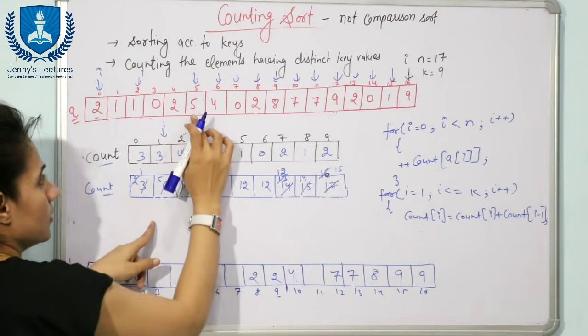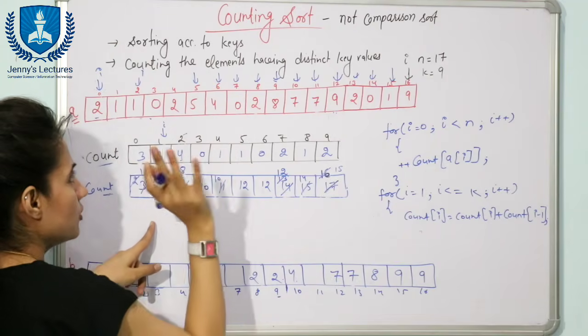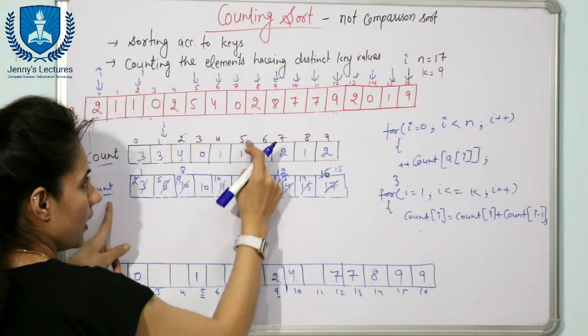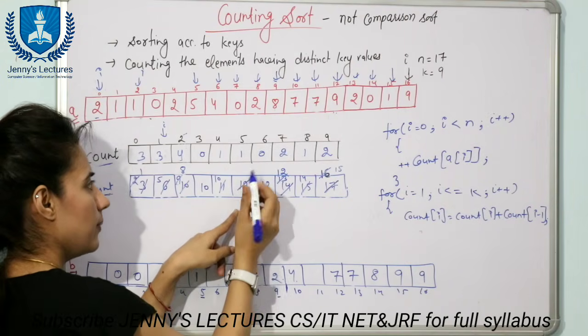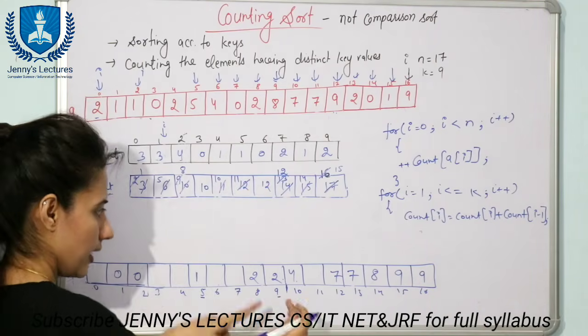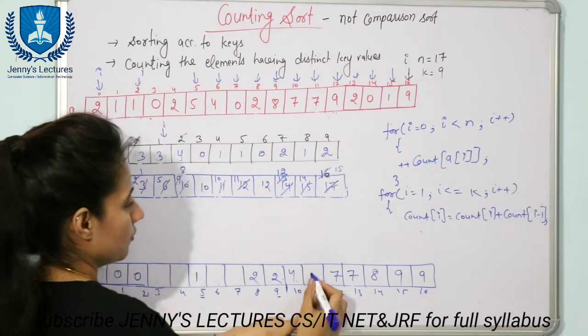Now decrement I. Here the element is 5. Key value is 5. Go to index 5. At index 5 in the count array, the value is 12. Decrement this first of all, that is 11. At 11 we are going to store now 5.